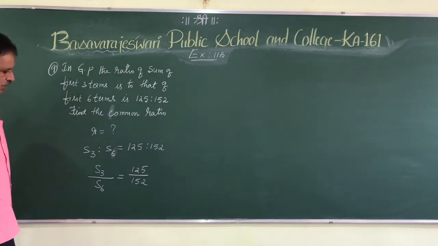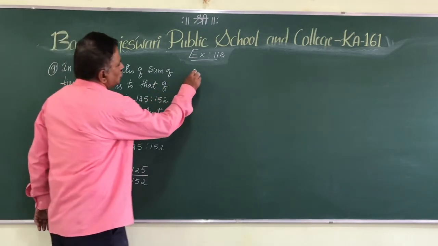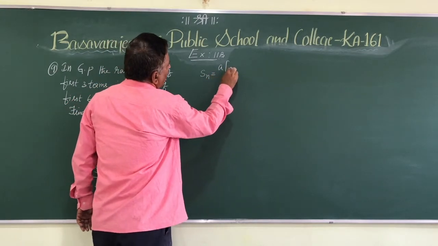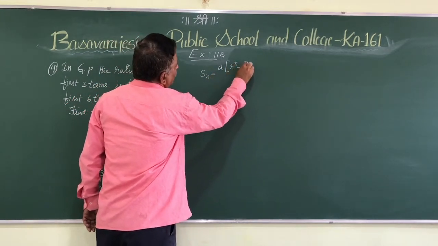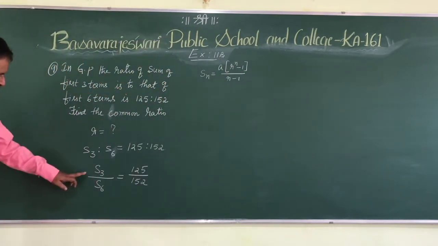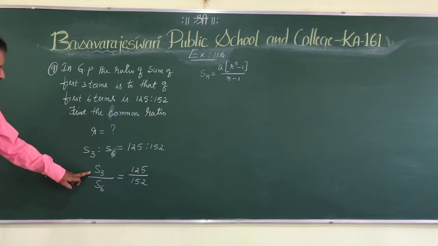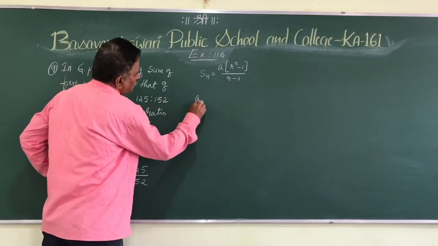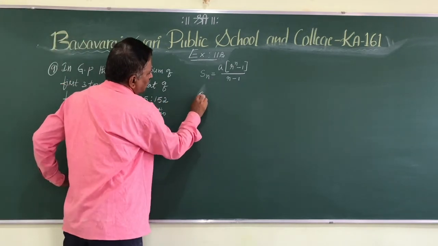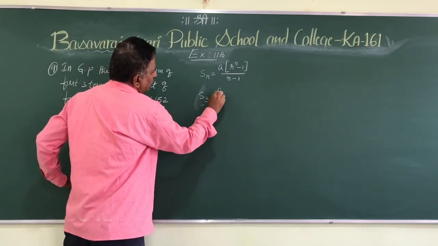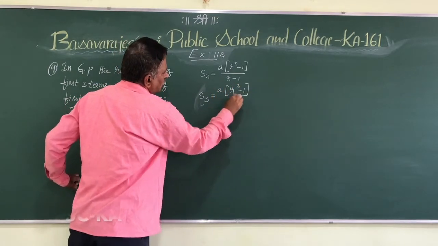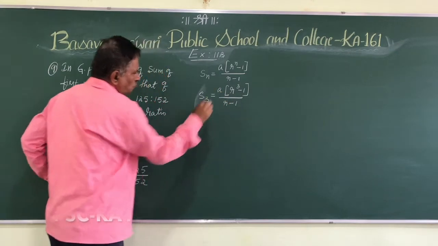So to find S3, what formula do we use? We have Sn is equal to A into R to the power of n minus 1, divided by R minus 1. You can use this formula. So according to that, S3 will become A as it is. R we don't know. N value is 3, so R to the power of 3 minus 1 divided by R minus 1.